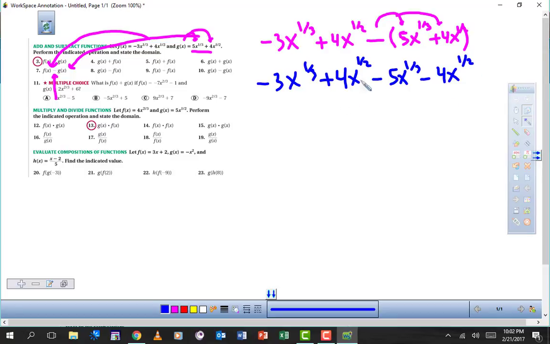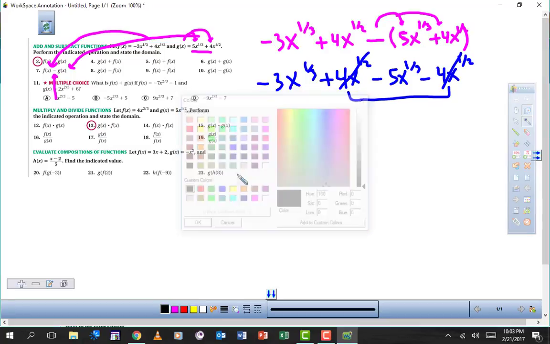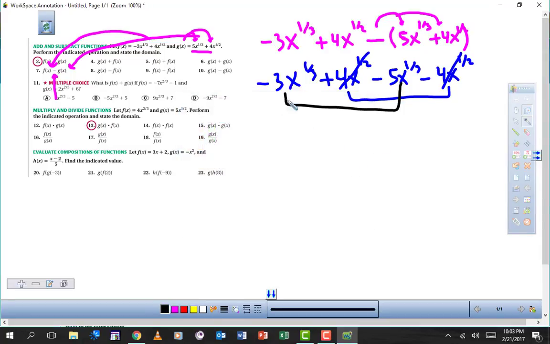Okay, well, these two terms are like terms, and they are opposite in sign. One's positive, one's negative, so they just kind of cancel out. And then these two are also like terms, and so we get negative 8x to the 1/3 power. Now, be careful here. Well, what we're doing basically is adding two negatives. So when you add two negatives, you get a bigger negative. So anyhow, that's our answer.